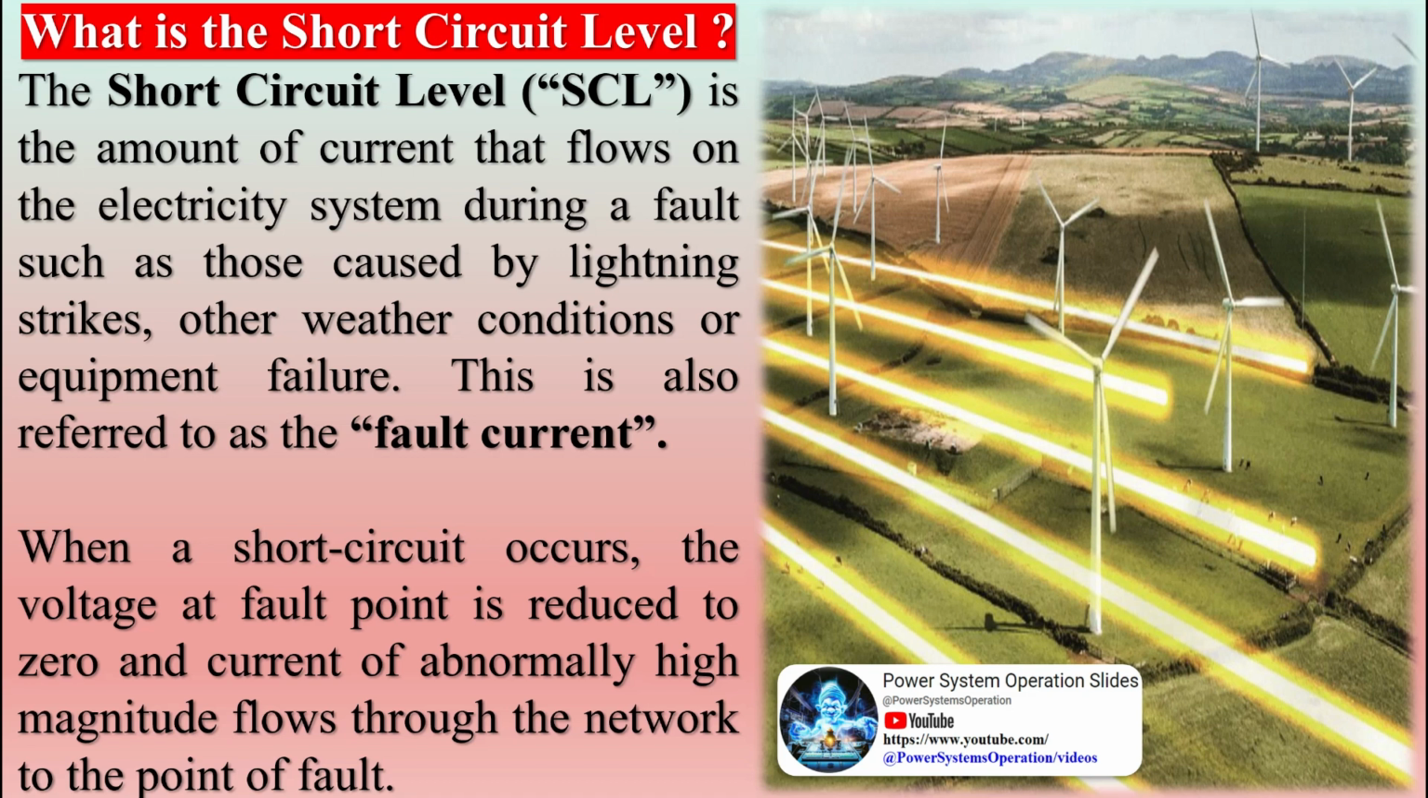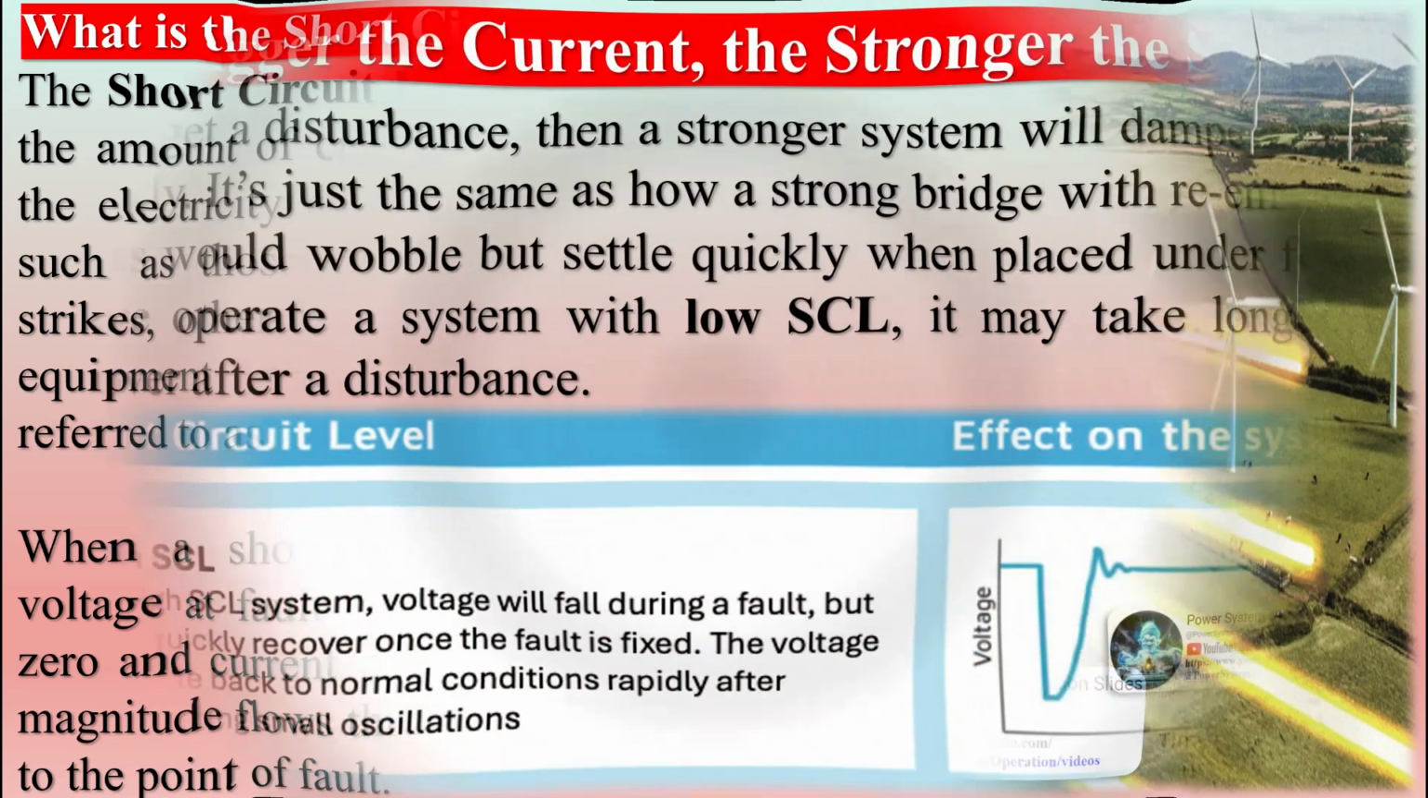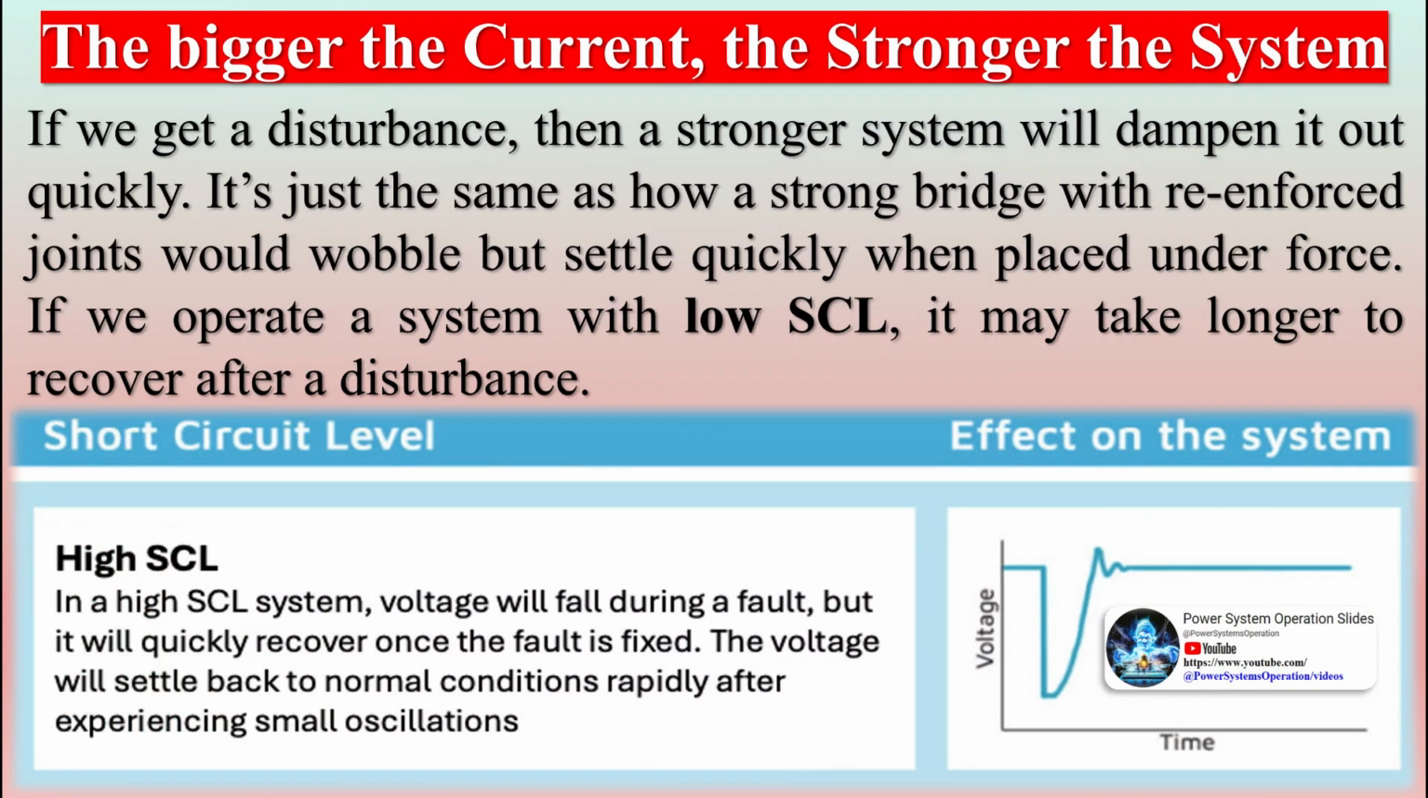If we get a disturbance, then a stronger system will dampen it out quickly. It's just the same as how a strong bridge with reinforced joints would wobble but settle quickly when placed under force. If we operate a system with low SCL, it may take longer to recover after a disturbance.